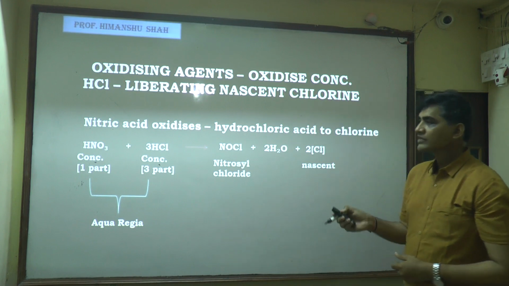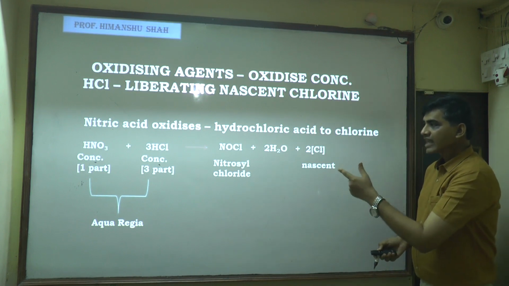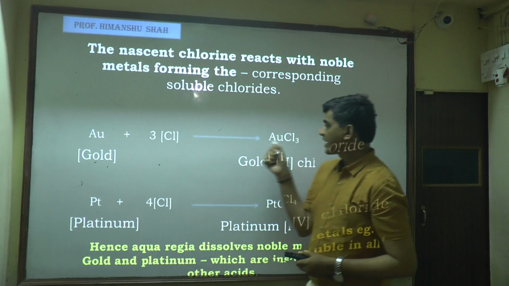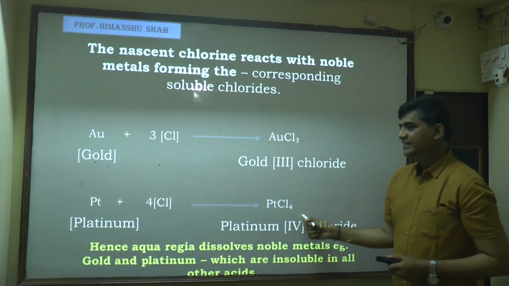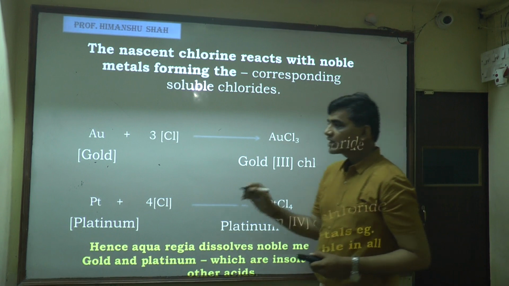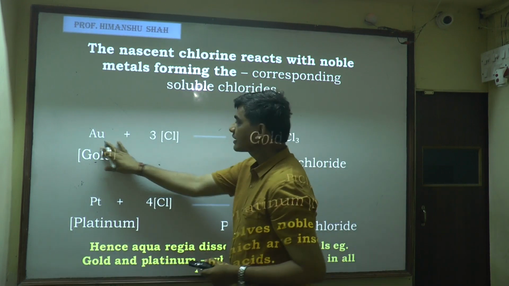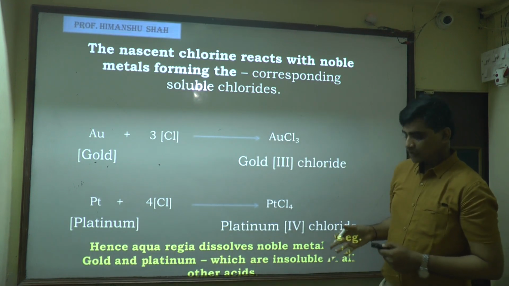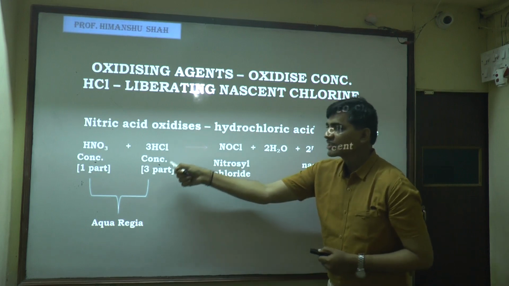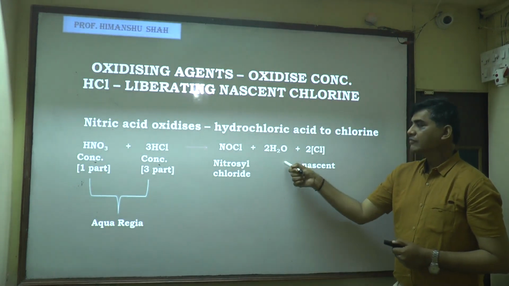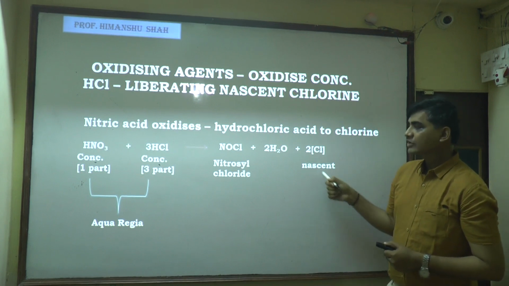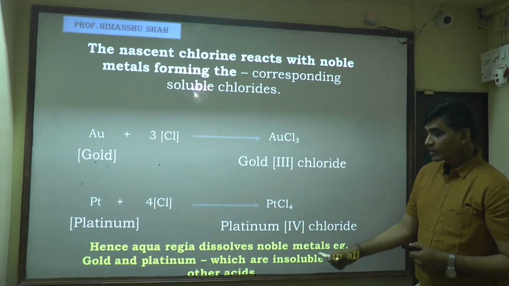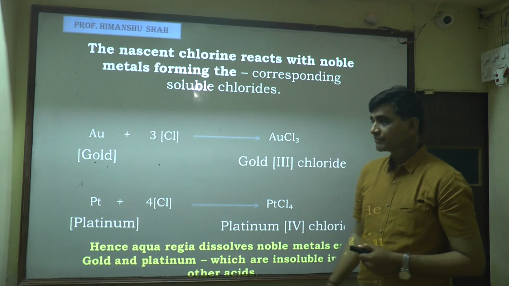So please write concentrated HNO3 and concentrated hydrochloric acid gives NOCl, water, and nascent chlorine, which combines with gold and gives AuCl3. With platinum, it forms PtCl4. If the examiner asks you to give a reaction of gold with aqua regia, you can't give this direct reaction, because the chlorine is prepared at the site of reaction. So you have to mention the reaction HNO3 plus HCl gives NOCl, water and nascent chlorine, which combines with gold and platinum to give AuCl3 and PtCl4, dissolving noble metals like gold and platinum.